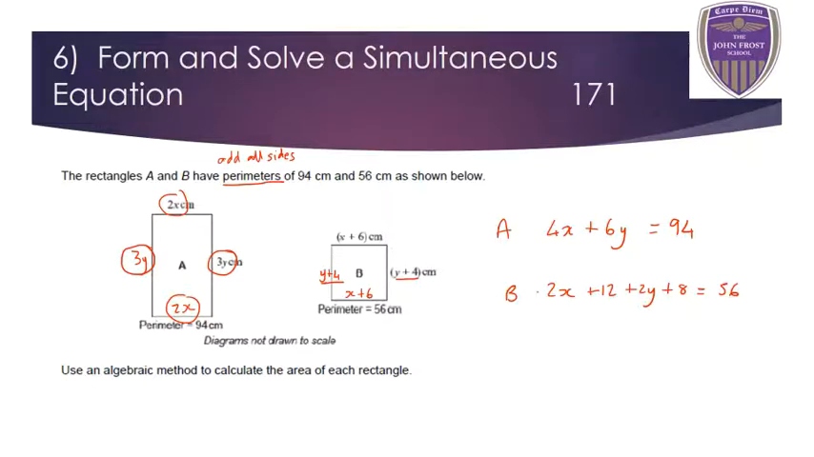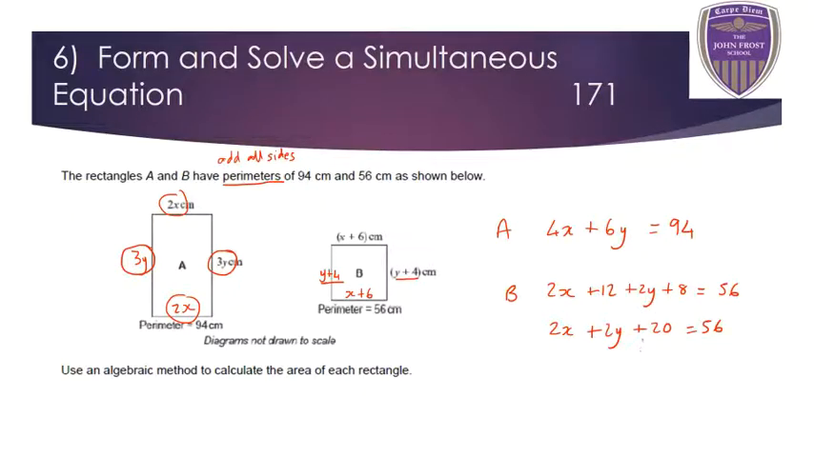Now this here needs to be tidied up, so I need to collect together the like terms, so the plus 12 and the plus 8 can be added together to make 20. So that's how it looks there. But if we're going to solve these simultaneously because we need to find what x and y are, it's unusual to see a plus 20 here.